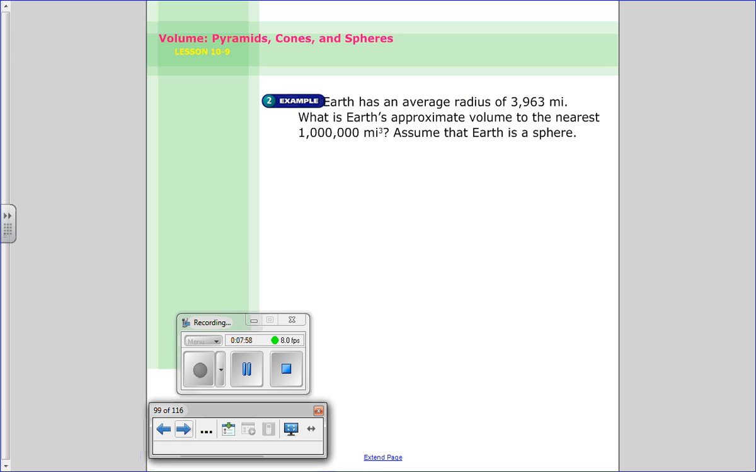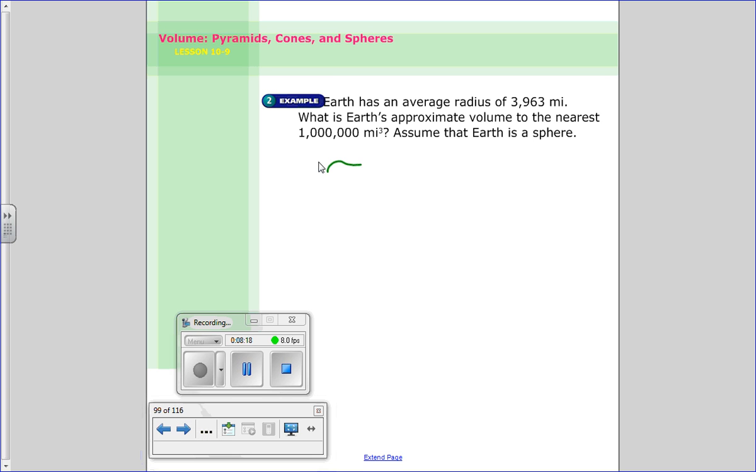And here we have this kind of one. Earth has an average radius of 3,963 miles. What is Earth's approximate volume to the nearest millionth of a mile cubed? Assume that Earth is a sphere. So we can go ahead and solve this one. And again, we're going to end up with a big number this time around.